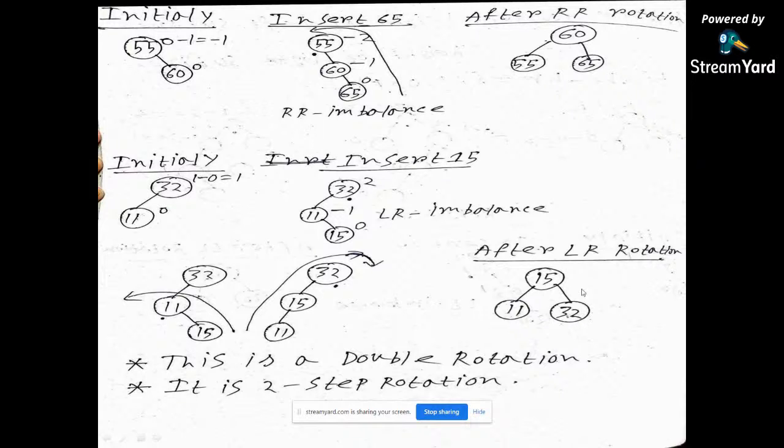So after LR rotation, this tree is generated. This BST is generated. Keep in mind, in LR rotation we have performed a two-step rotation, not two rotations. We cannot say we do two rotations. No. LR is a single rotation every time. Treat LR as a single rotation. But yes, there is a two-step rotation. This is the first step rotation, and this is the second step rotation. So we can say LR is a double rotation, or a two-step rotation. So I think LR is clear to you.